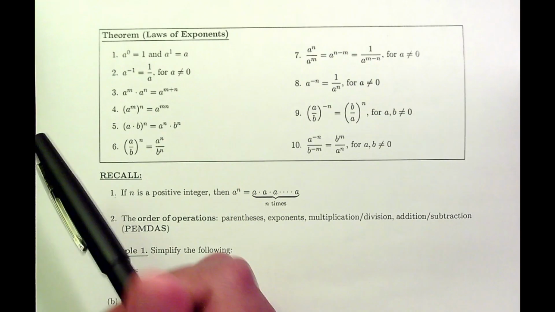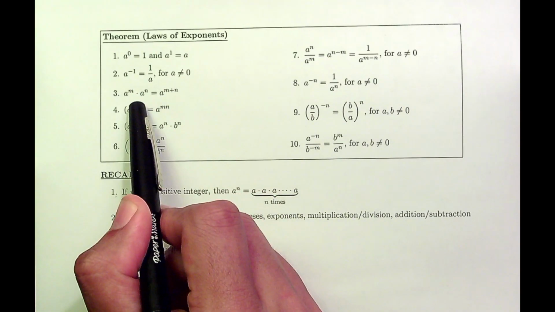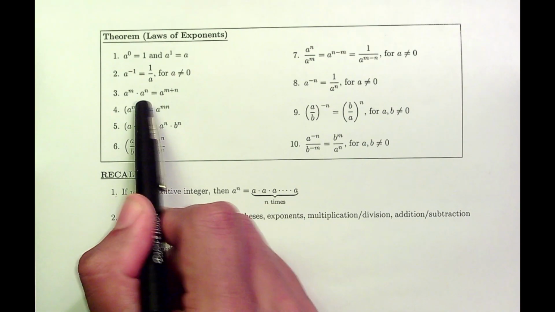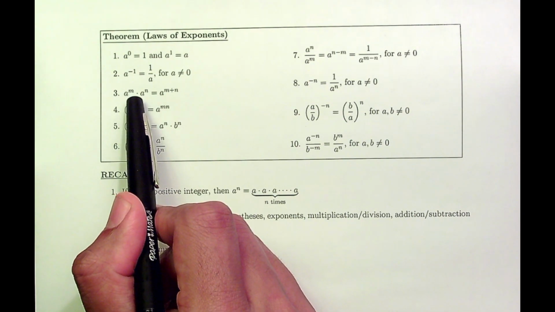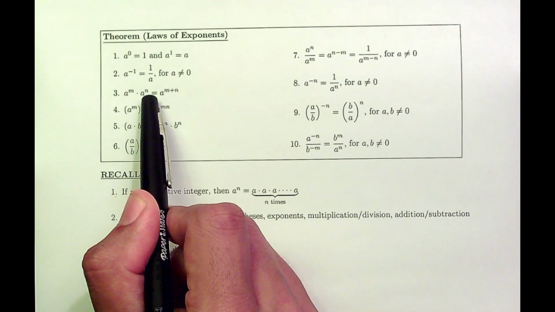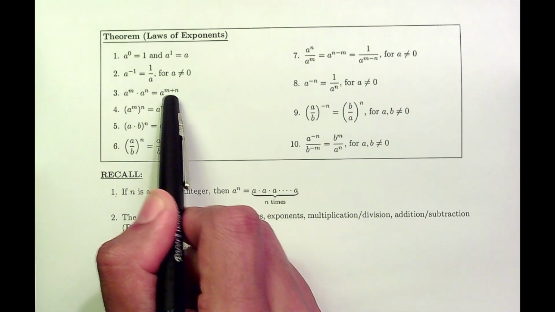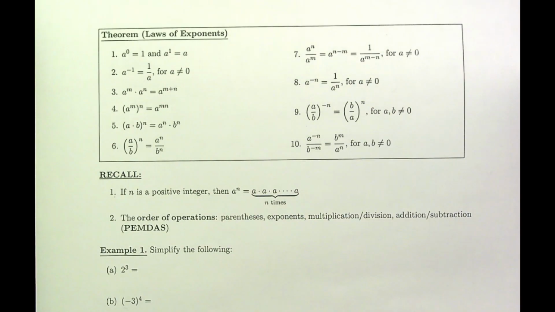If you have two exponents like that, two variables with exponents, the variables have to be the same, and then you can simplify that. So if you have a to the m and a to the n, then that is equal to a to the m plus n. So you add the exponents. If you're multiplying two powers that have the same base, then you add the exponents.